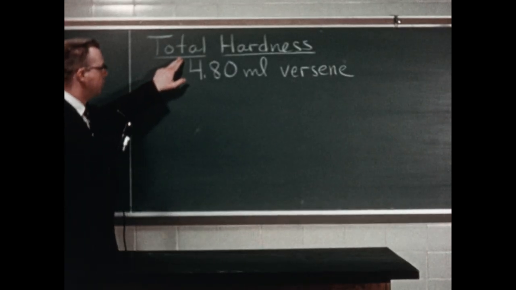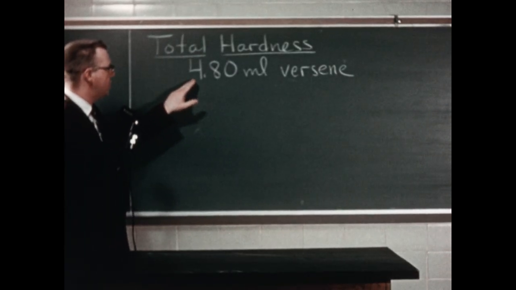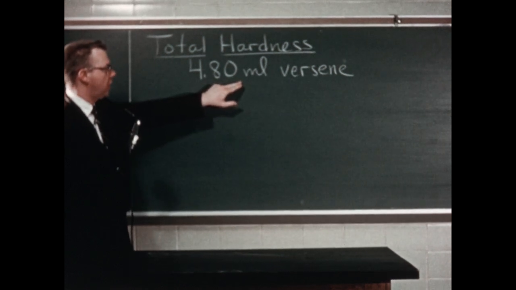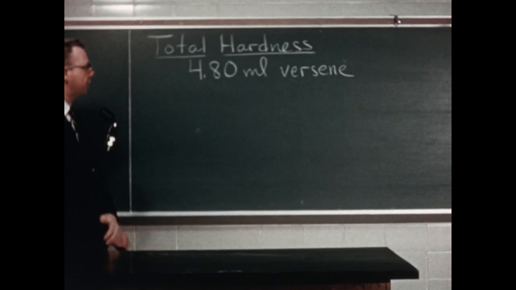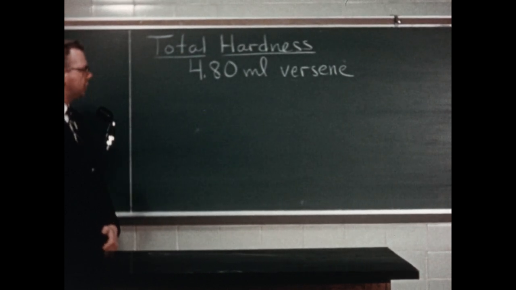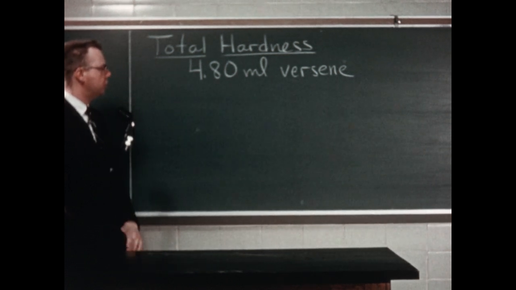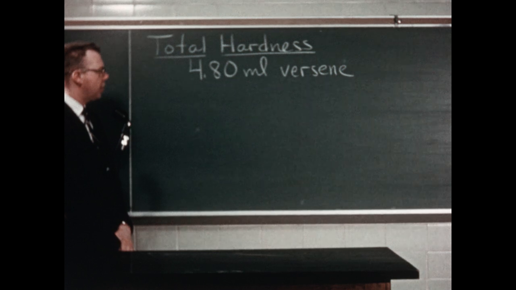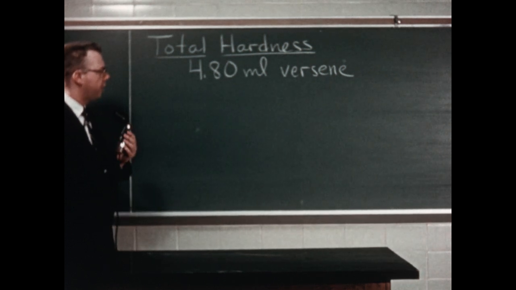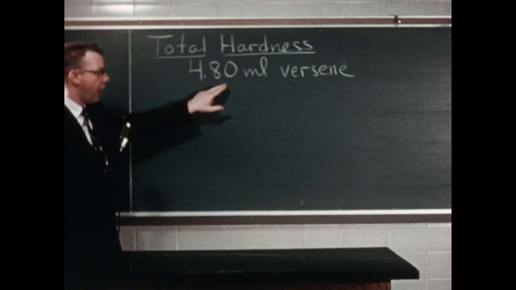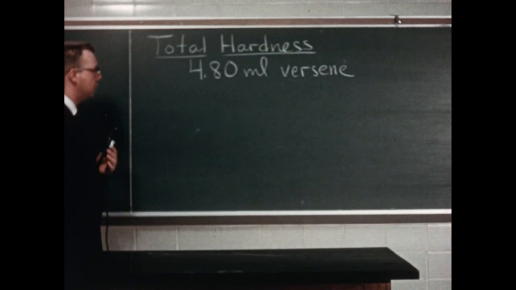To calculate total hardness, we need to know the volume of our versene solution used and the strength or titer of the versene. Now, this particular versene has been made up in such a way that each milliliter of versene used represents 20 parts per million of hardness in water, figured as calcium carbonate, when we deal with a 50 ml sample of hard water. And this was the size of the sample that we used.